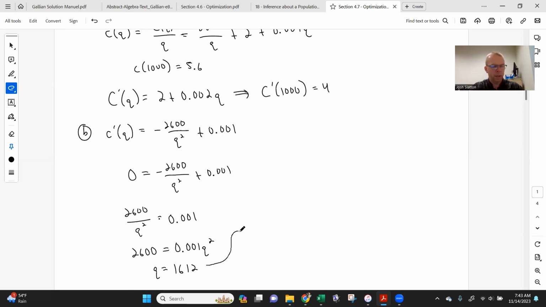Then we're going to plug that into the lowercase c, little c of 1612. And I'll let you do that. Plug it into the 2,600 over Q, etc. And we should get $5.22 for that. All right, so that was pretty straightforward, I think.